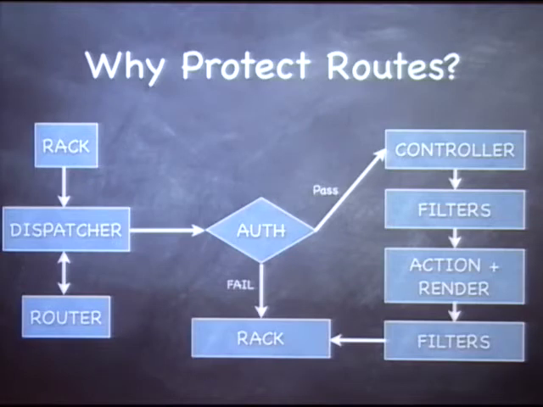So by doing it in the router, you can stop right at the dispatcher and it will pass a rack object back up to rack and stop right there. It won't bother going forward any further than that. So you can drop out of the request cycle fairly early on by protecting your routes.